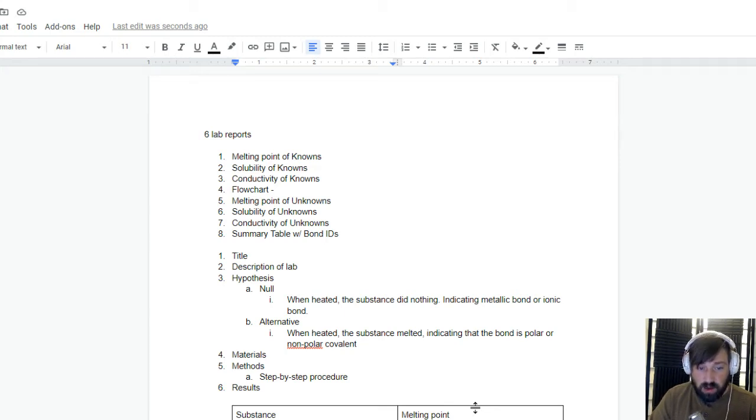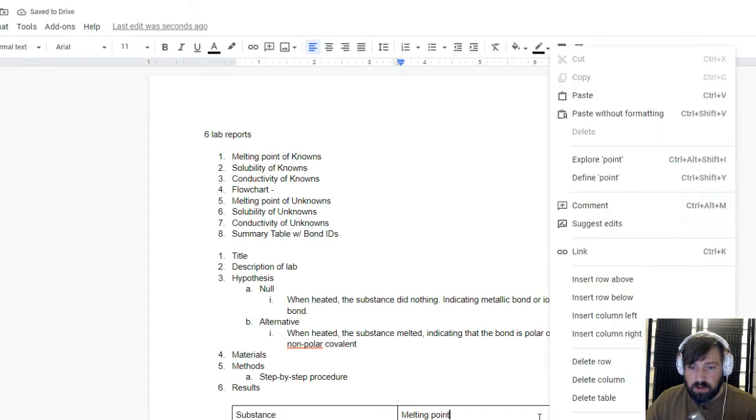If it's the unknown, you would just change this to substance 1, 5, 17, whatever your numbers were that you got, 20, let's say. And for melting point, in this case, we kind of had two things. It was either high or low. So that was your melting point there. So let's say substance 1 was high, substance 5 was high, 17 was low, and 20 was high.